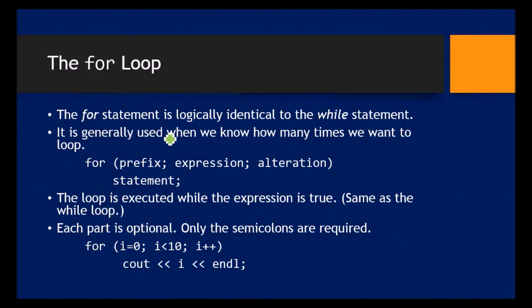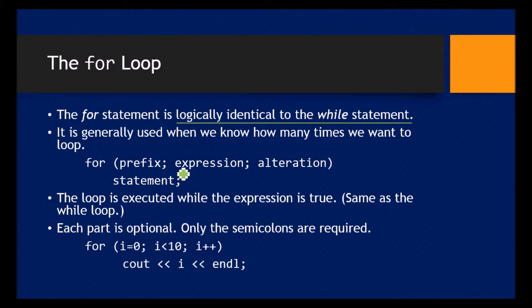The for loop. The for loop or for statement is logically identical to the while statement. And by logically identical, I mean they are interchangeable. You can take any while loop or while statement and replace it with a for loop or vice versa. The for loop is also a shorthand way to write, or more compressed way to write, a loop.